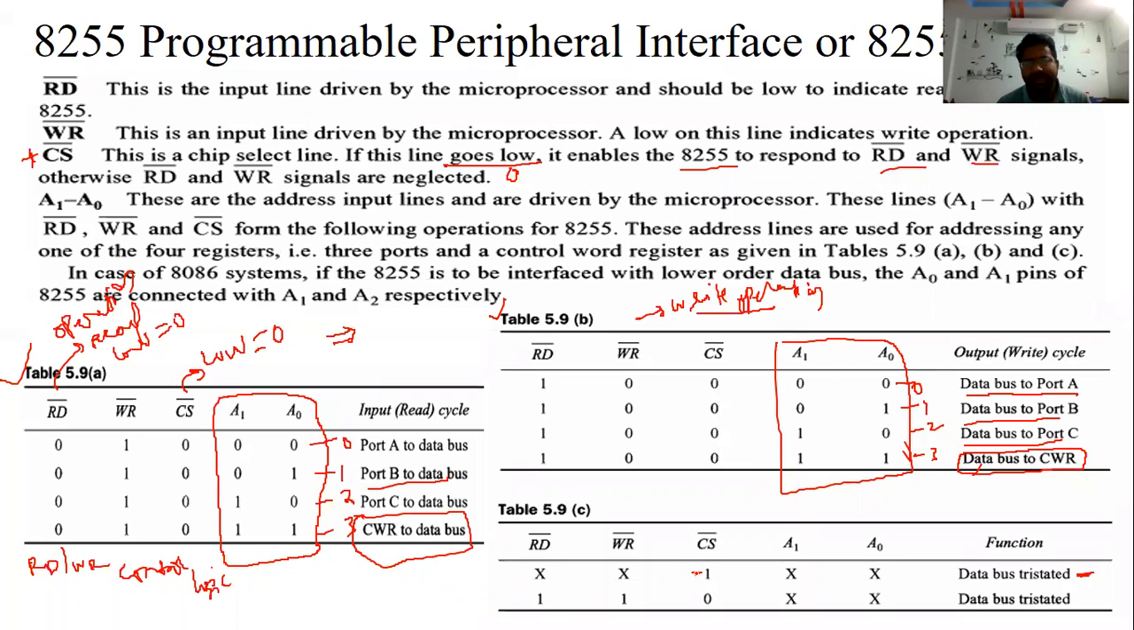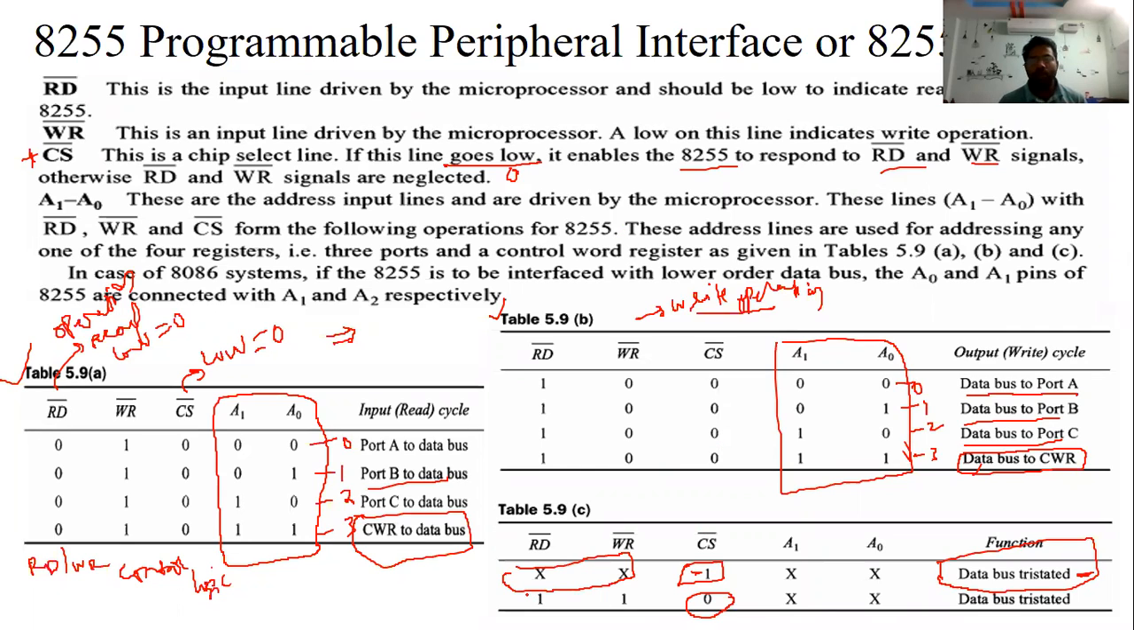Then see this. If it is 1, there is no read and write operation. If CS bar goes low, then only read and write operations are performed. Otherwise, the read and write operations are neglected. So at that time, what about the ports? Port A, port B, port C. These ports are at the data bus tri-state. Then when it is 0, again, it can accept the read and write operations. The 8255 accepts the read and write operations.